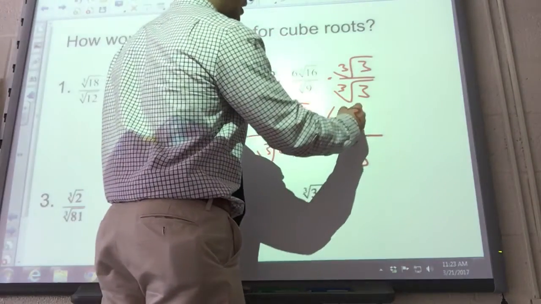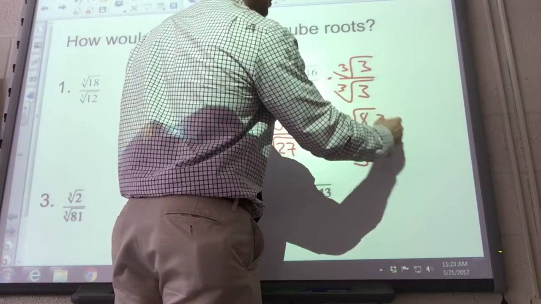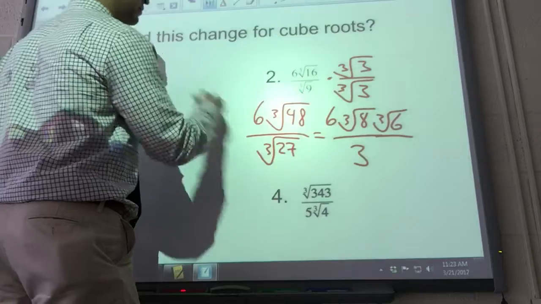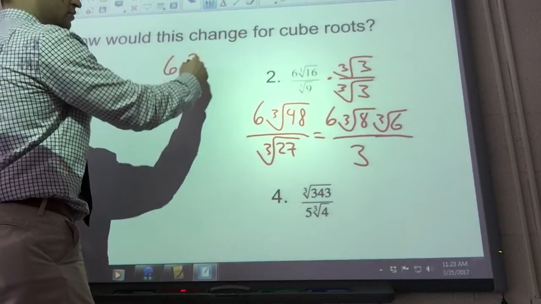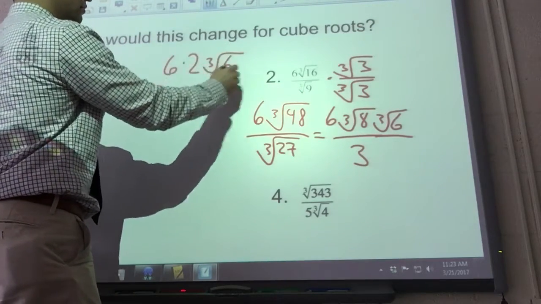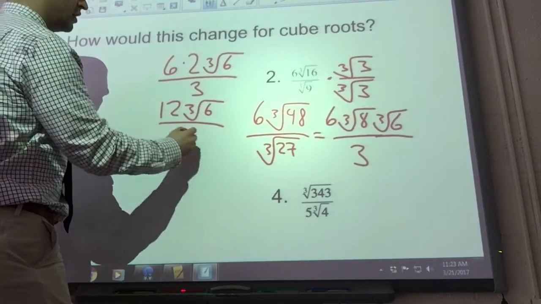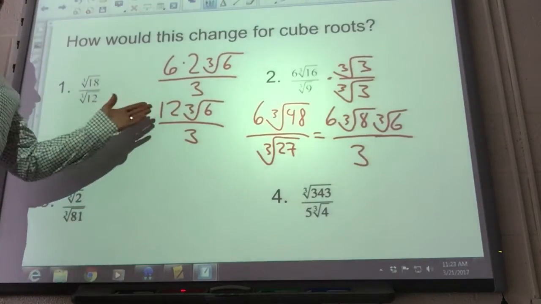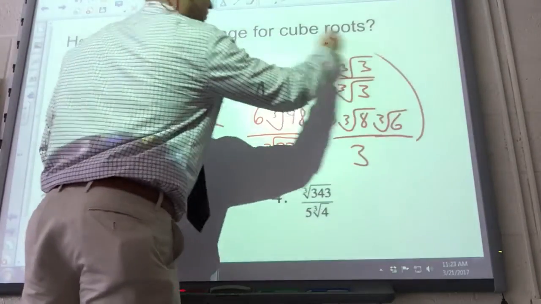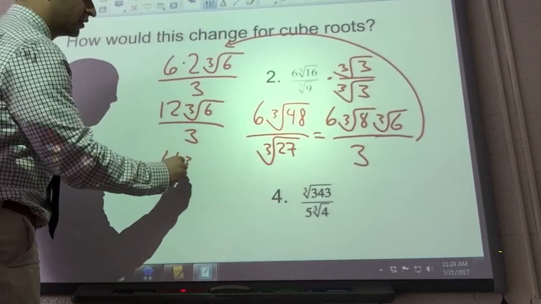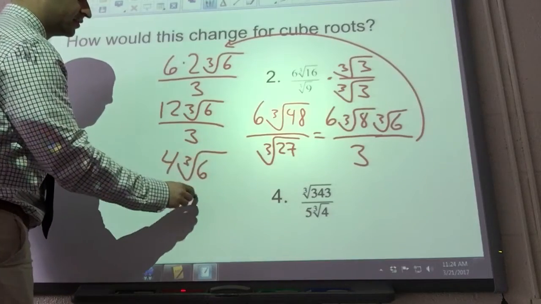And you simplify at the top if you possibly can. In this case, you can pull an 8 out. So then, we'll pull this up over here. And then, of course, in the end, you can reduce. 12 over 3 is going to give you 4 cube root 6.